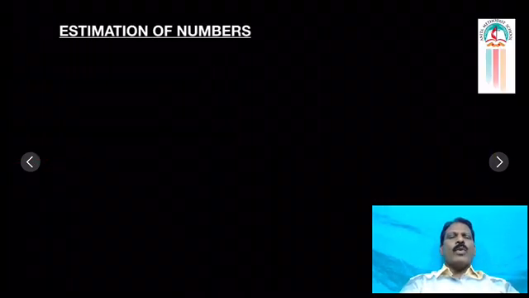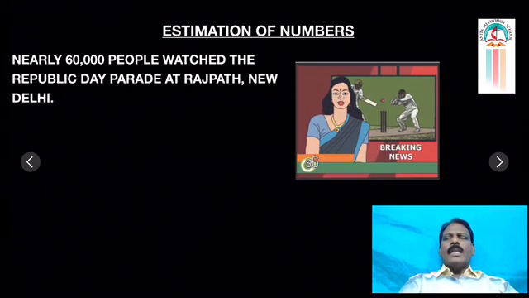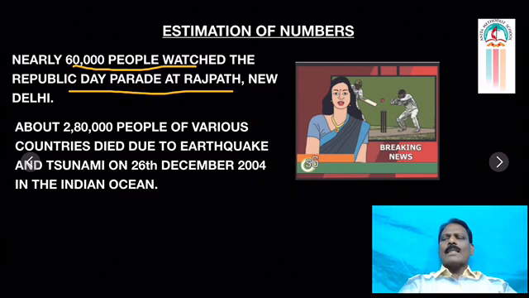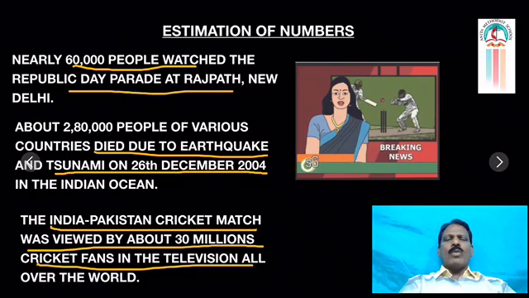Now, today we are going to see the estimation of numbers. Nearly 60,000 people watched the Republic Day parade at Rajpath, New Delhi. About 2,80,000 people of various countries died due to earthquake and tsunami on 26th December 2004 in the Indian Ocean. The third situation is the India-Pakistan cricket match was viewed by about 30 million cricket fans on television all over the world.